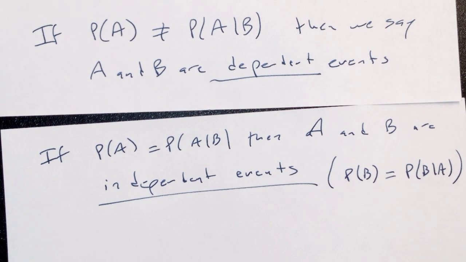So, an example. Pick a card, roll a die. You roll the die first, you pick a card. What's the chance your card is red? If I tell you you rolled a 3, it doesn't make a difference, right? There's nothing this die can do to affect these cards. Those are independent events.